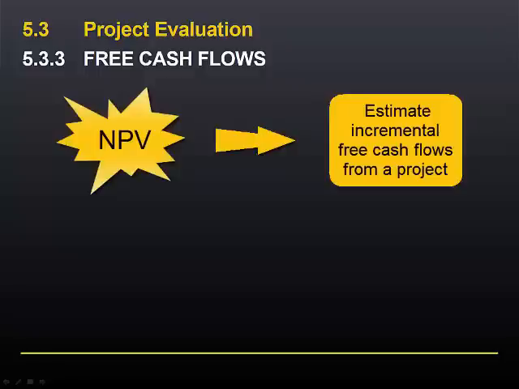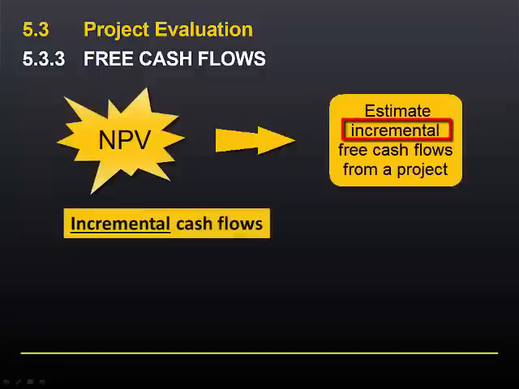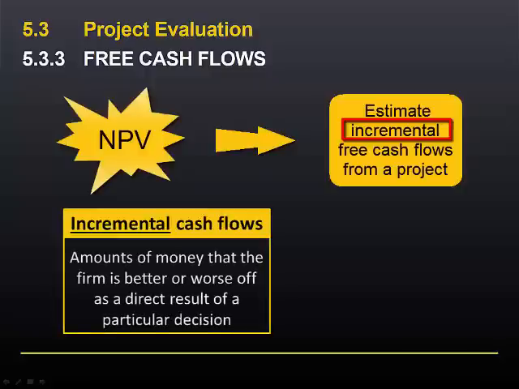I think we're probably fairly familiar with what a cash flow is, but it's very important to focus on the words incremental and free. An incremental cash flow means an amount of money that the firm is better or worse off as a direct result of a particular decision. We need to work out exactly how many dollars a firm will be better off if it goes ahead with a particular project. Any cash flow that does not change as a result of the decision is not relevant to making the decision.